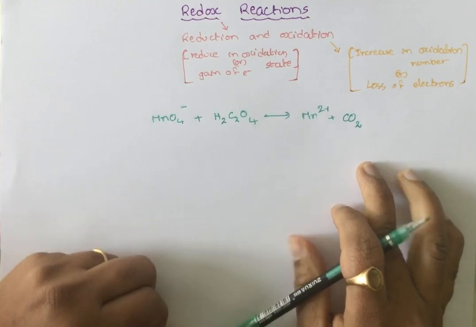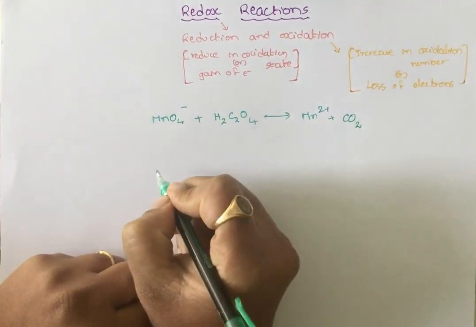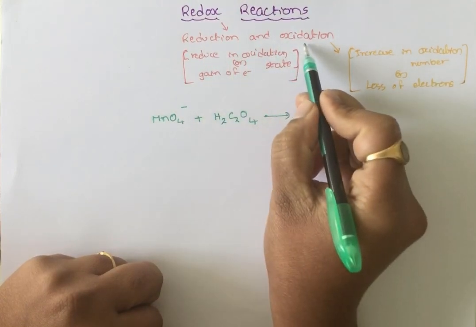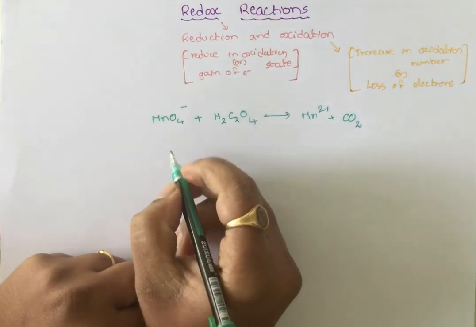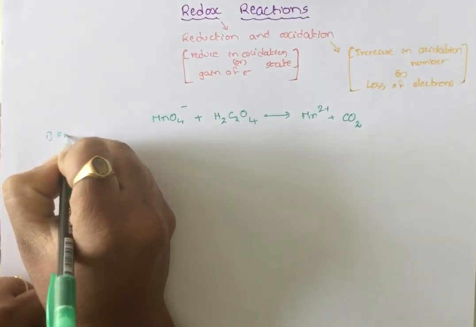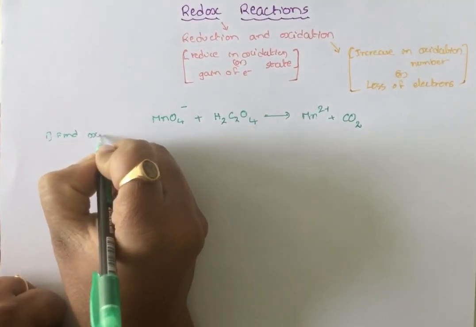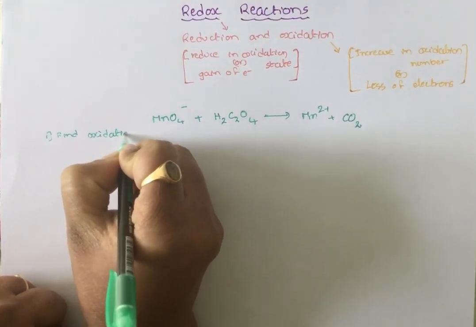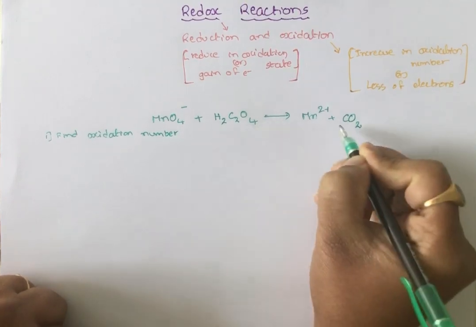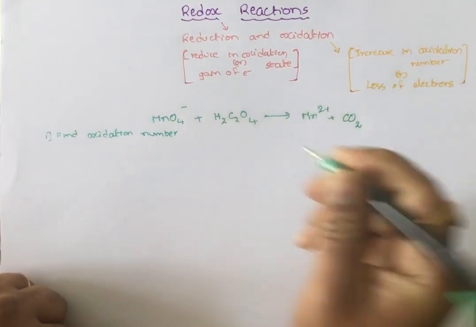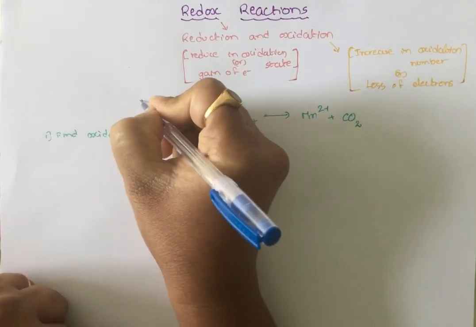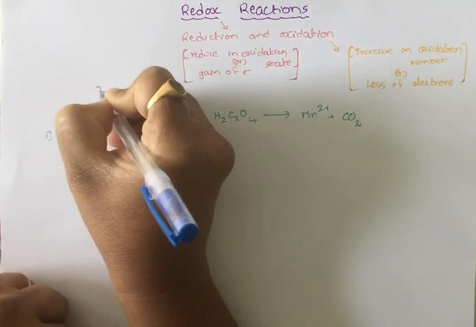Now you can see in this reaction there are two half reactions, reduction half reaction and oxidation half reaction. Let us see the first step. What you have to do is find the oxidation number of all the components. What components do we have? Reactants and products. In the reactants, let's see manganese. How can I determine the oxidation state of manganese? Take it as X.